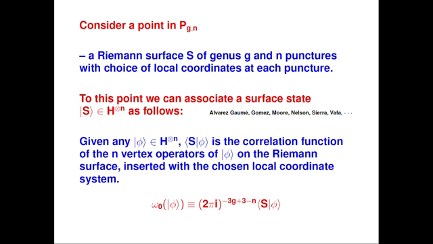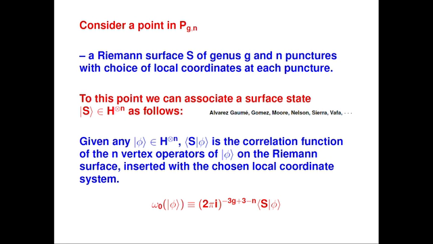the same Riemann surface S, but they have to be inserted with the chosen local coordinate system, because a point in PGN not only specifies the Riemann surface S, but also the choice of local coordinates. And this correlation function has to be calculated with those specific chosen local coordinate systems in which we insert a vertex operator. So, this gives a completely well defined number, and that number is declared to be the inner product between the state S and the state phi. You can do this for every state phi, and this in turn determines the state S completely.